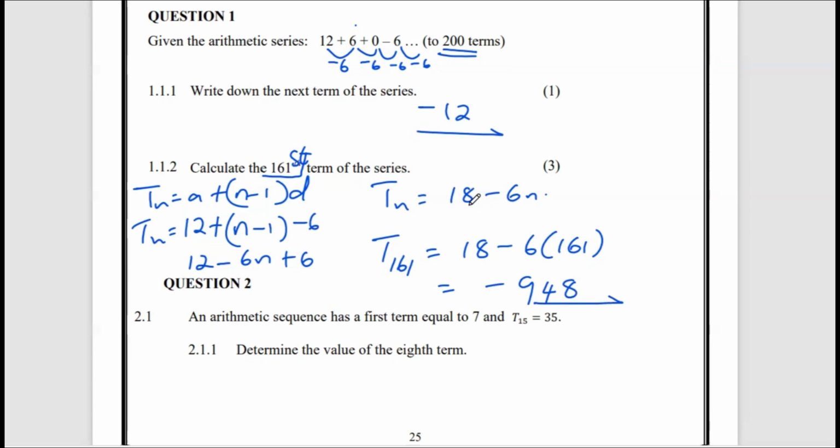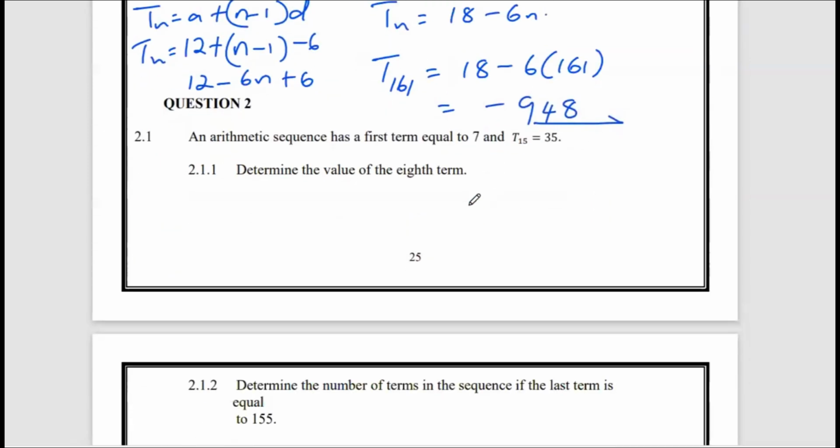All right, question number 2. It's telling us that an arithmetic sequence has the first term equal to 7, so our a is 7, and T15 is 35. Can we determine the value of the 8th term? Step number 1, I'll have to get the Tn value. The formula, we said, is a plus (n minus 1) into d. We know that our a is 7.